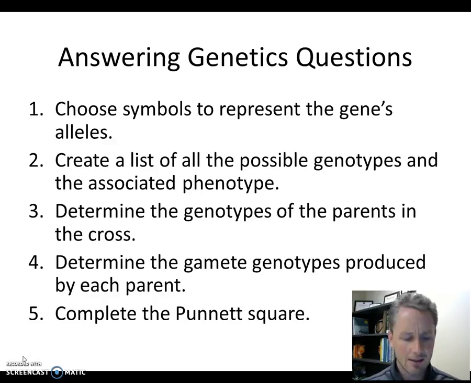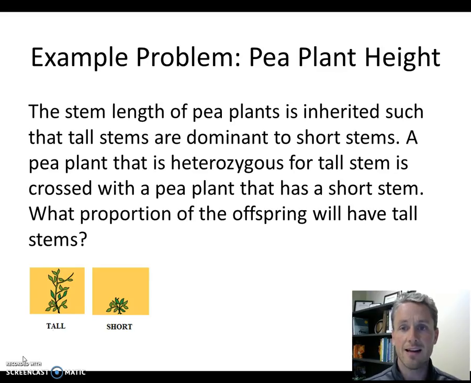All right, so let's consider a specific example problem. And here we're going to think about pea plant height. So remember, Mendel looked at pea plants. And one of the traits that Mendel looked at was whether the plant was tall, down here in the lower left, or short. All right, so here's the question. The stem length of pea plants is inherited such that tall stems are dominant to short stems. A pea plant that is heterozygous for tall stems is crossed with a pea plant that has a short stem. What proportion of the offspring will have tall stems?